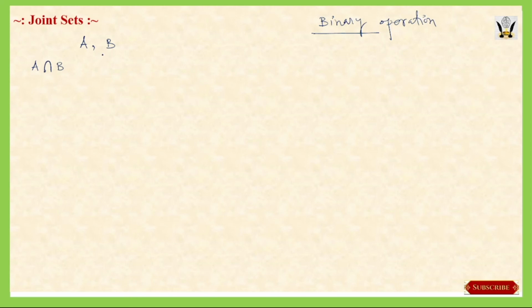So as per the concept of joint sets, there will be at least one common element. If there is at least one common element, then when we perform intersection, in that new set there will be at least one element. That means the new set will never be a null set or an empty set. It will always have at least one element. It could be more than one also.